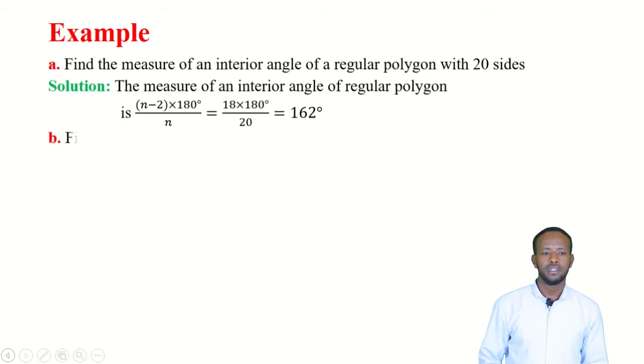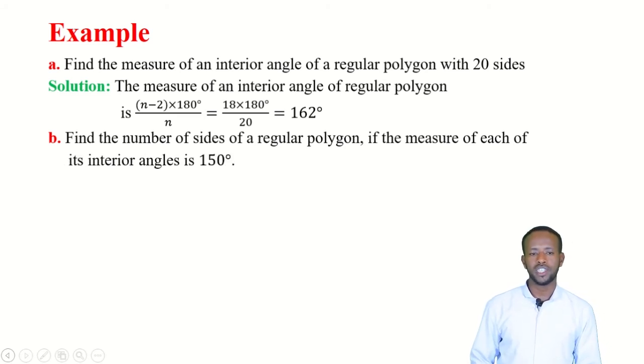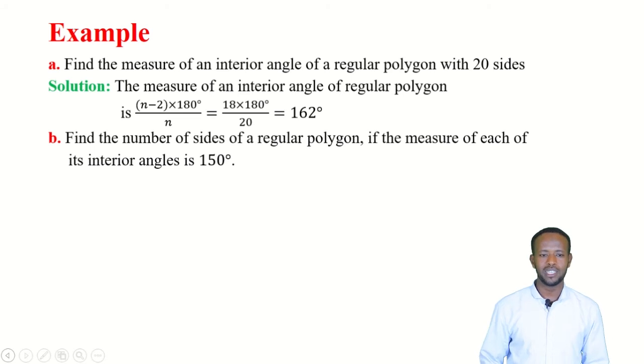Okay. Find the number of sides of a regular polygon if the measure of each of its interior angles is 150 degrees. Find the number of sides.